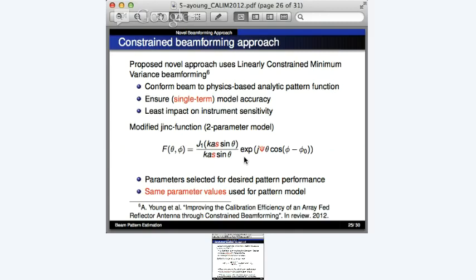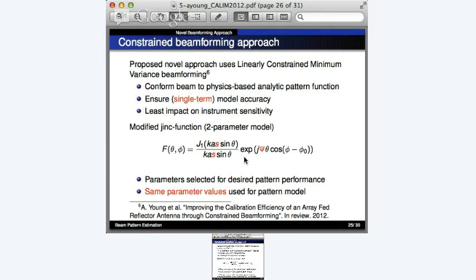So the idea here is to choose these parameters. This is a two-parameter model, so we choose these two parameters to give us a certain desired performance in the formed secondary beam. So this is purely used as the model at first to define the pattern to which the actual pattern is conformed using this constrained beamformer. But then to model that realized pattern, we use exactly the same function with the exact same parameters.